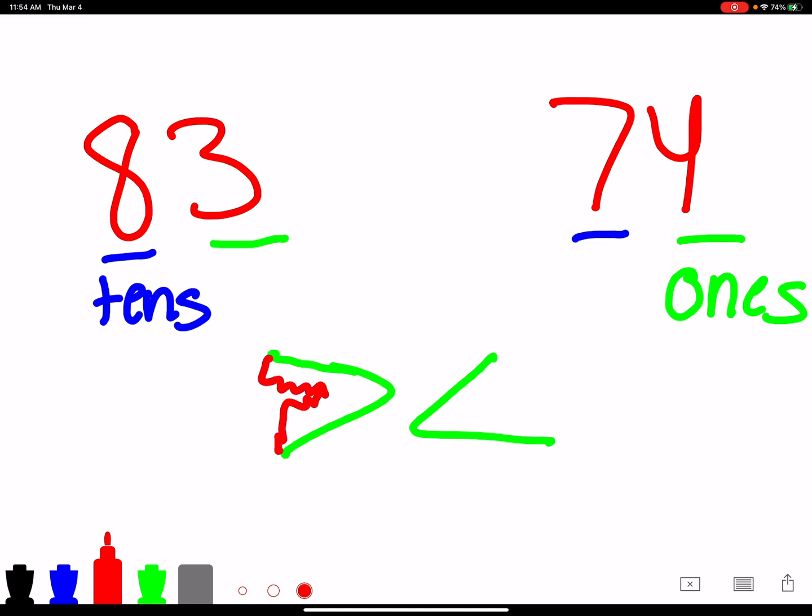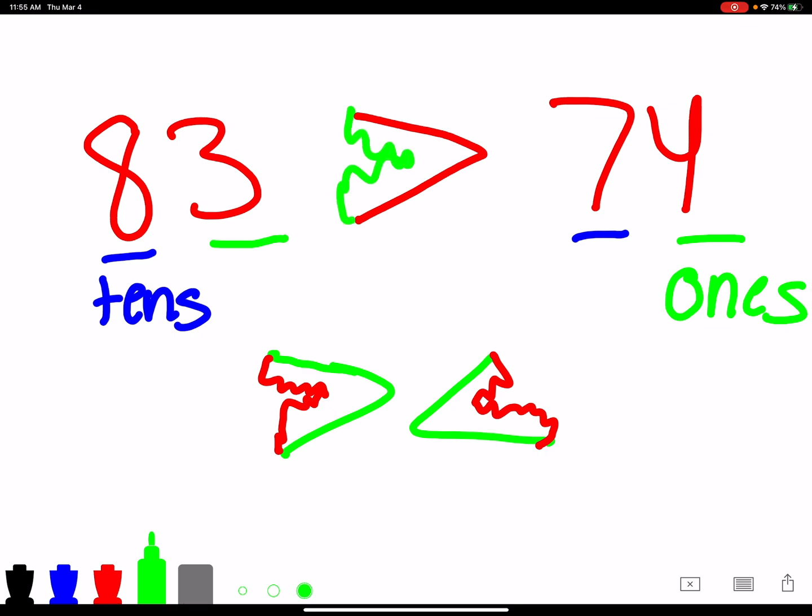So I'm going to draw some teeth. We want to eat the bigger piece of cake. So we know 7 is closer to 0 on the number line. That means 83 is going to be the biggest number. So we would point our greater than sign towards the 83 because we want to eat the bigger piece of cake. Remember, we want to eat the bigger number.